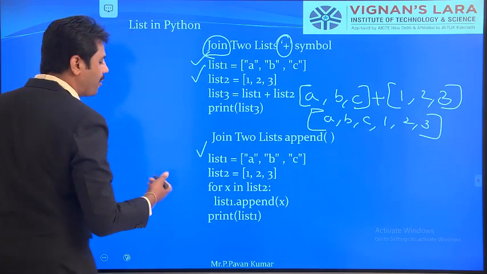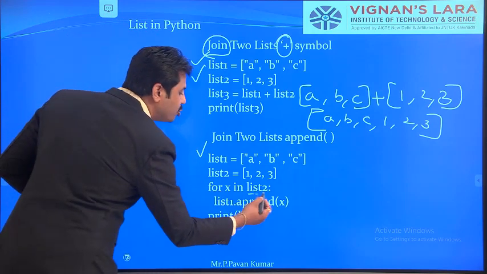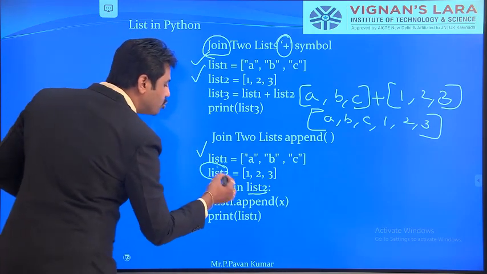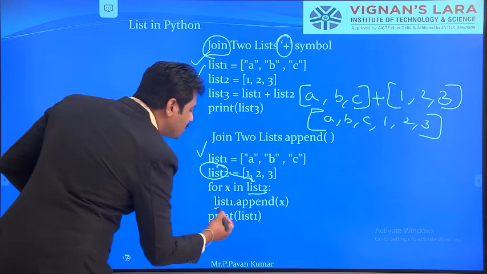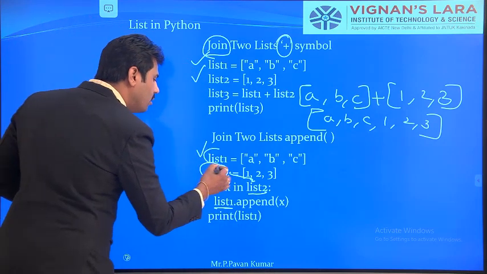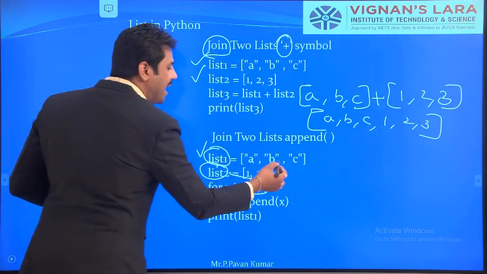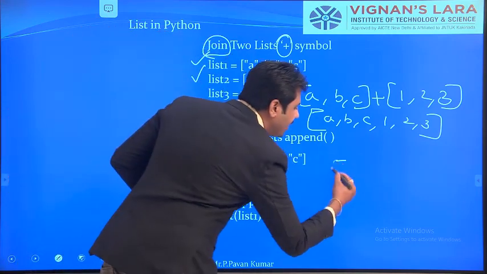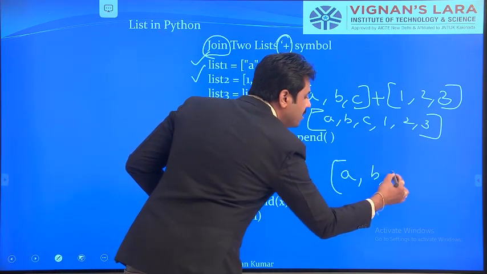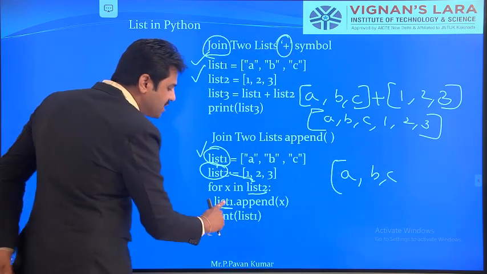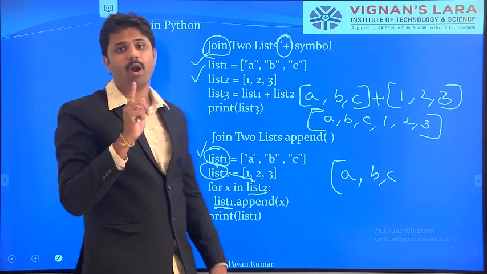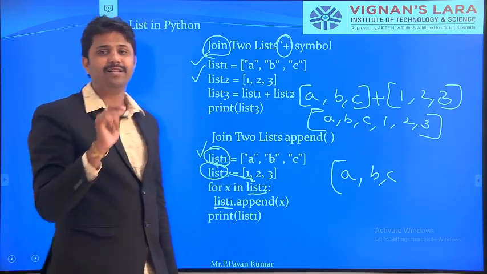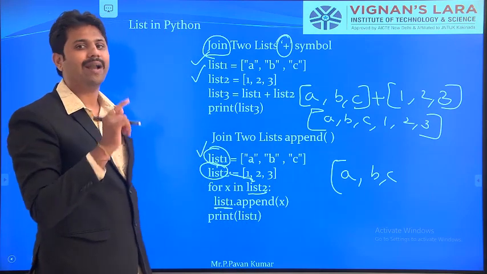How can you perform it? For X in list 2. What is list 2? This is list 2. Just list 1. What is list 1? Here I have list 1 which already contains A, B, C. List 1 dot append of X. The append method is already seen. The append method is used to insert a new value at the end.